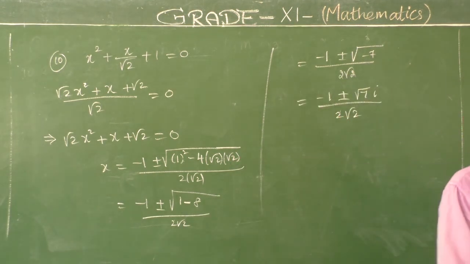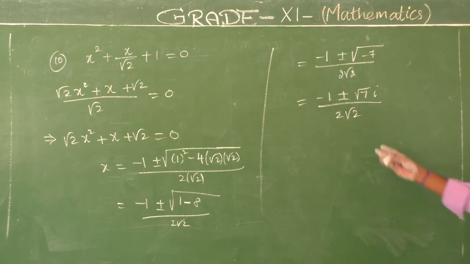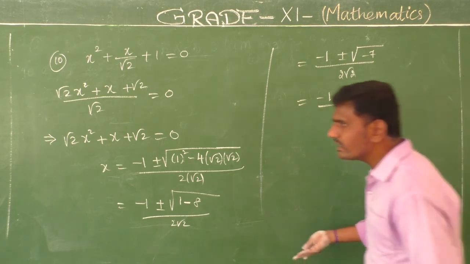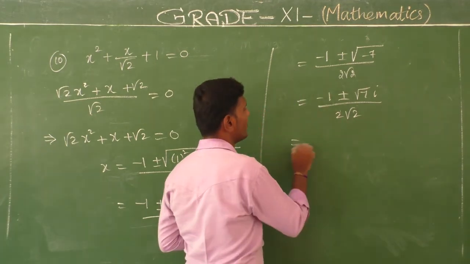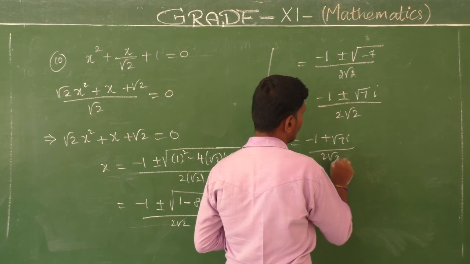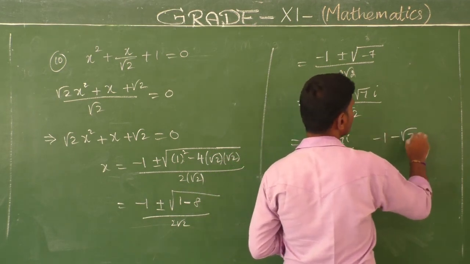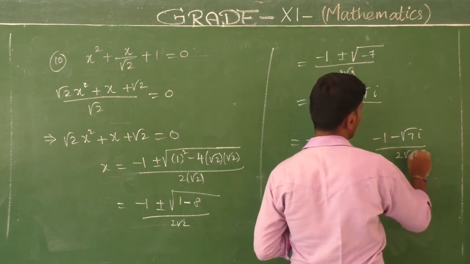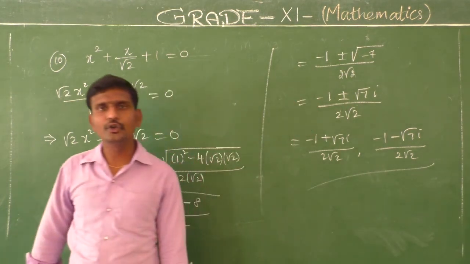is your final answer. Or if you are going to simplify this, it is already simplified, because root 7 and root 2 are in simplest form. So that's all. If you are going to take the 2 roots, how to take here? Minus 1 plus root 7 i by 2 root 2, comma, minus 1 minus root 7 i by 2 root 2. So these are your 2 roots.